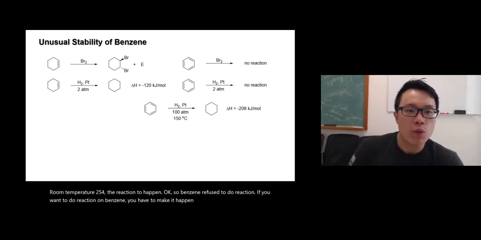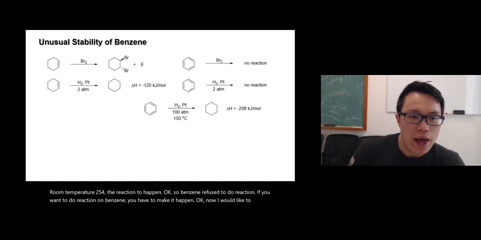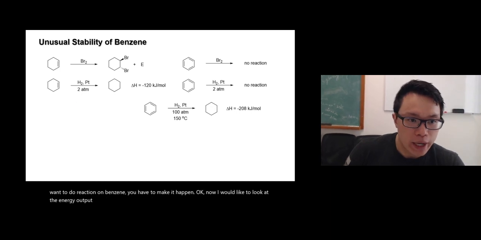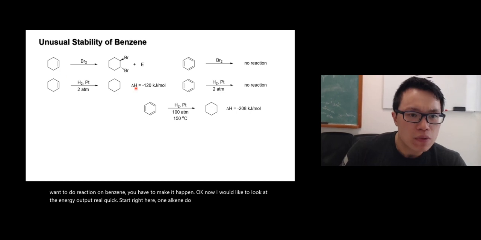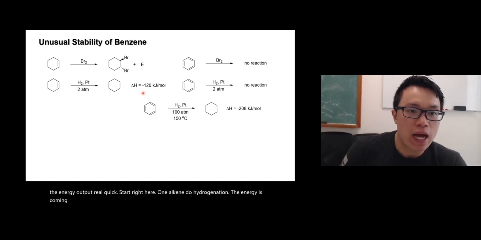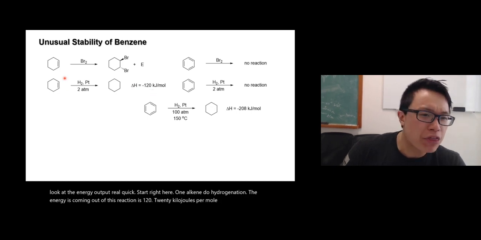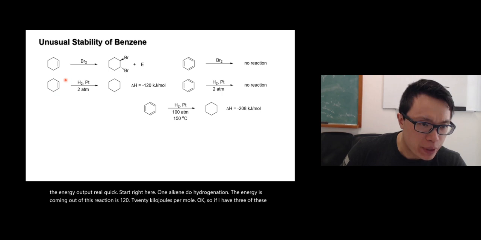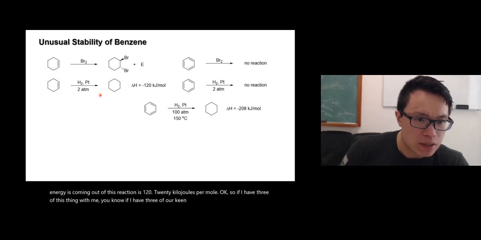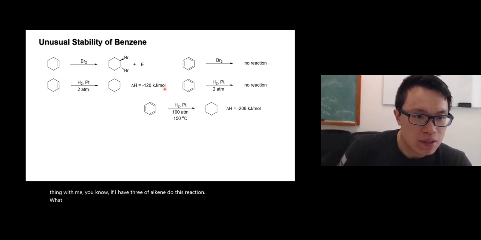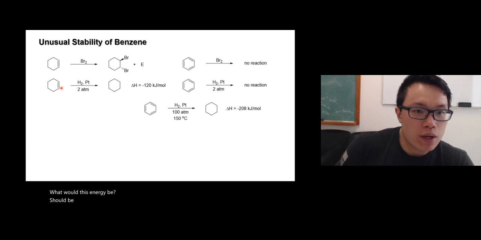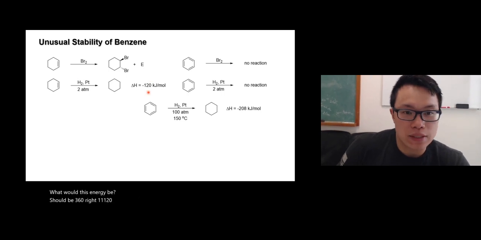Now, I would like to look at the energy output real quick. Start right here. One alkene doing hydrogenation, the energy coming out of this reaction is 120 kilojoules per mole. So if I have three of these, think with me. If I have three alkenes do this reaction, what would this energy be? Should be 360, right? 120, so three of them should be 360.